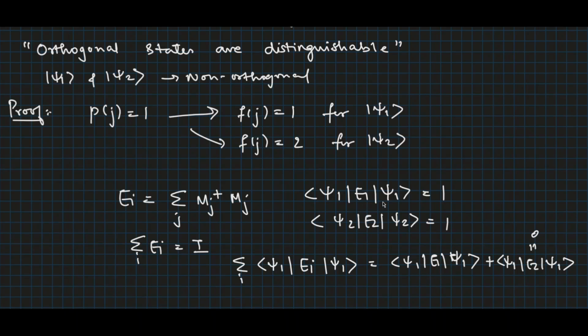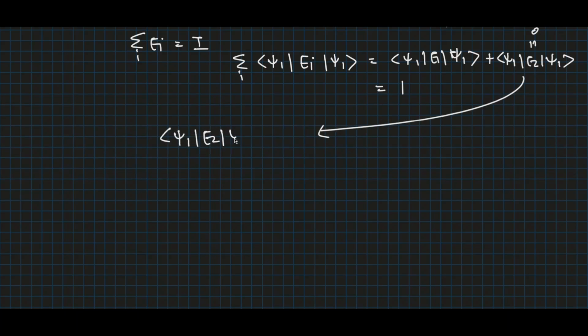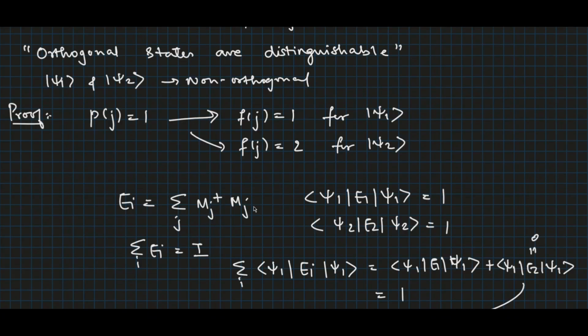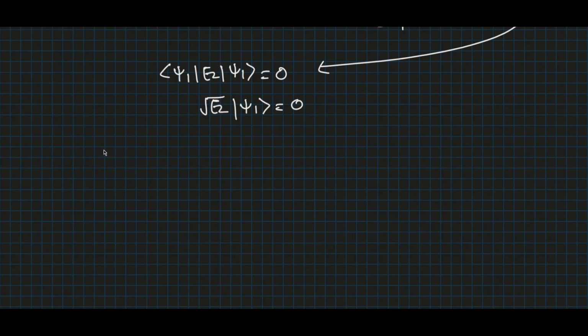So obviously from this we say that this summation is equal to 1, and since <psi 1|E_2|psi 1> is 0, we can write root under E_2 times psi 1 is equal to 0. This is from the fact that E_i is summation over j of M_j dagger M_j. So now suppose we decompose psi 2 in terms of two components, one that is parallel to psi 1, that is alpha times psi 1, and one which is perpendicular to psi 1, that is beta times psi 1 perp, where this state psi 1 perp is orthonormal to psi 1.